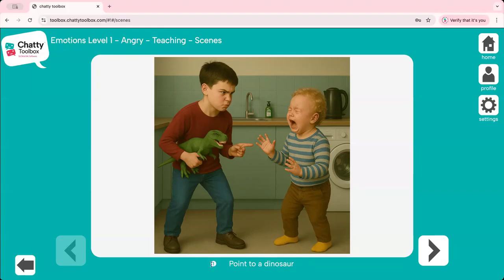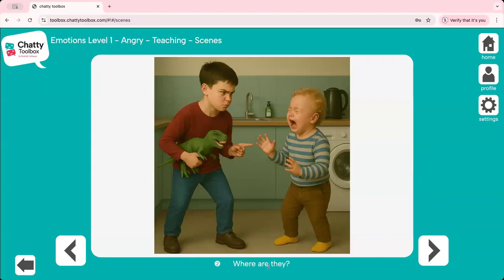So this is an easy question, it's level 1. Point to a dinosaur, that's quite concrete. Can the child find the dinosaur? Point to a kettle, where's the kettle? Can they copy a simple expression? Can they then start to answer these next slightly harder questions?